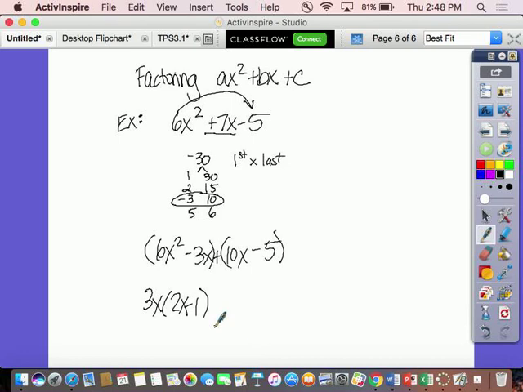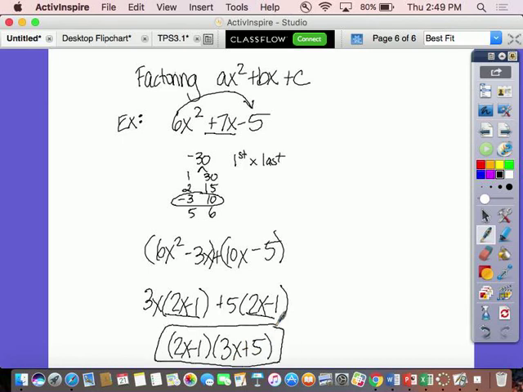The GCF of 10x and negative 5 is 5, and that leaves me with 2x minus 1. Whew! Both of these are the same, so that's my new common factor. And when I factor it out, I have 3x plus 5. I could distribute this to see that I do indeed get 6x squared plus 7x minus 5.